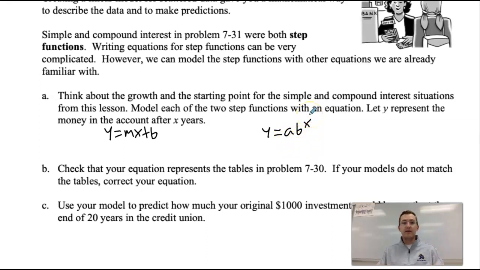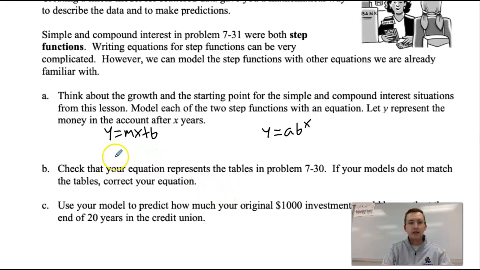So what I want you to do is pause the video, go back, look at our tables, and write the two equations that represent both of those situations. So pause the video. Perfect. Hopefully you paused it and wrote down the two equations that represent those two models.